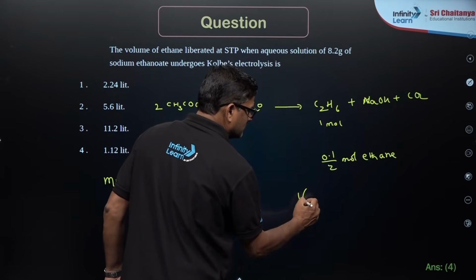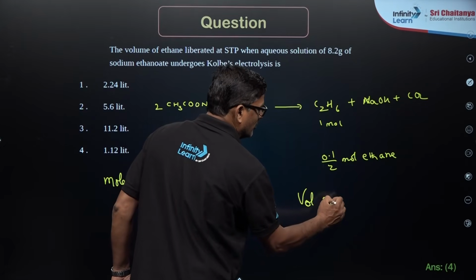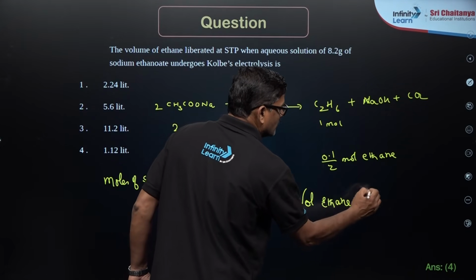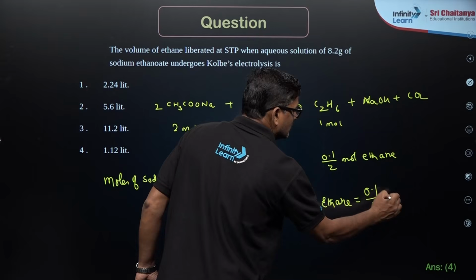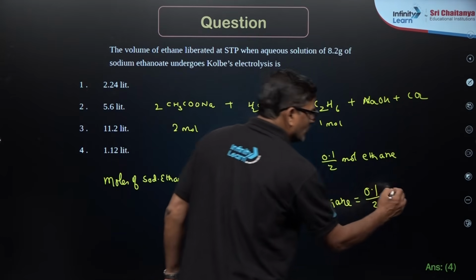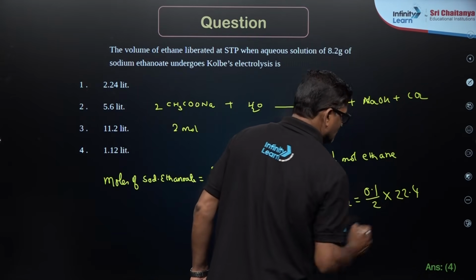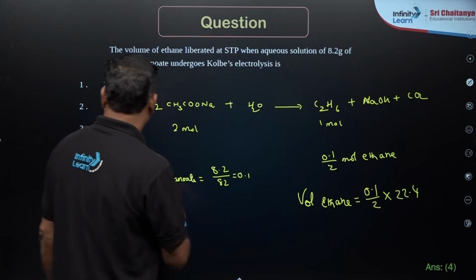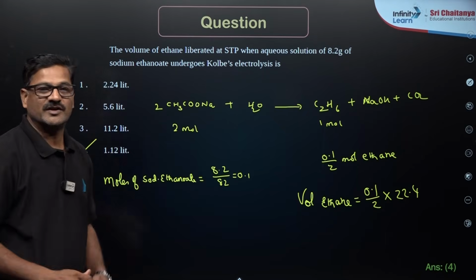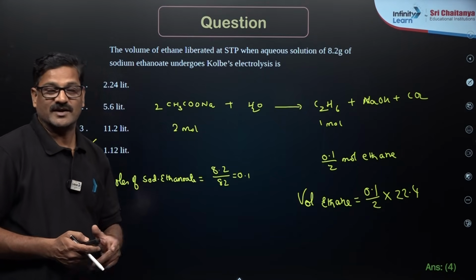Volume of ethane is going to be 0.1 by 2 into 22.4. So it is going to be option 4, 1.12 liter at STP you are going to get.